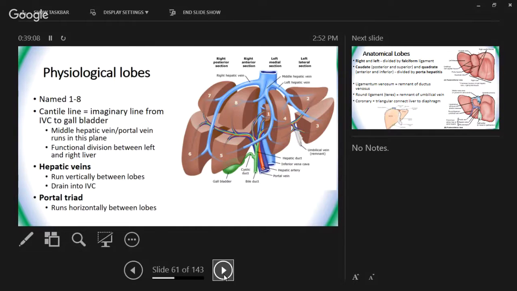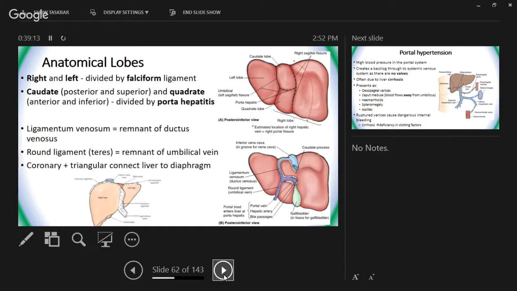Anatomical lobes. I don't know if it's as important, but the liver tends to divide up into right and left, which are divided by the falciform ligament, which is the big one that you see on the anterior side of the liver. And then you've also got the caudate and the quadrate, which you can see on the surface of the liver there, and that's separated by the fissure for the ligamentum venosum. Some ligaments there, have a look later if you want. You know how embryologically blood supply bypasses the liver?